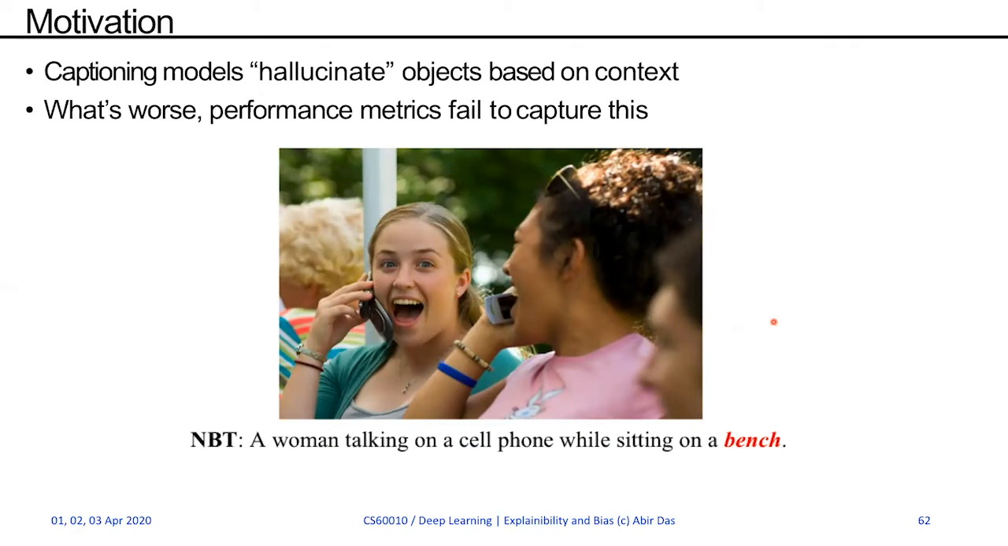So there are lots of images where people are talking on a cell phone, but they sit on a bench, or somewhere, say a couch or cushion. So it's just hallucinating that a woman is talking on a cell phone while sitting on a bench. There is no bench here, at least that can be seen from the image. So that is another effect of bias. What's worse is that performance metrics fail to capture this also.